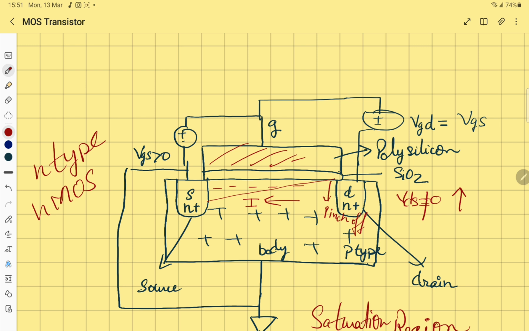A similar argument can be made for a P type MOSFET as well. If somebody wants me to upload a video for P-type MOSFET, do let me know and I'll do that.